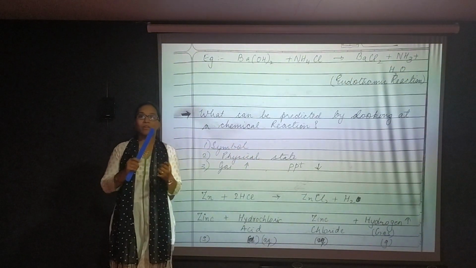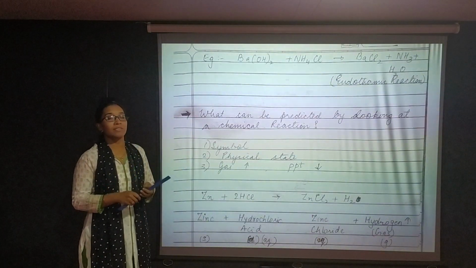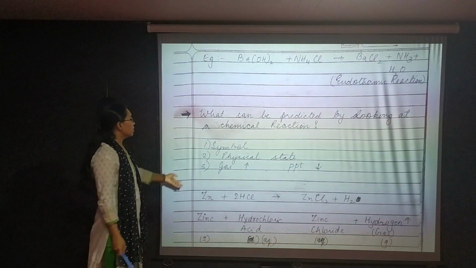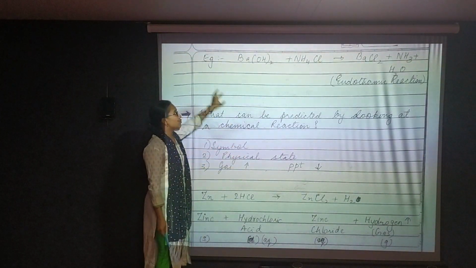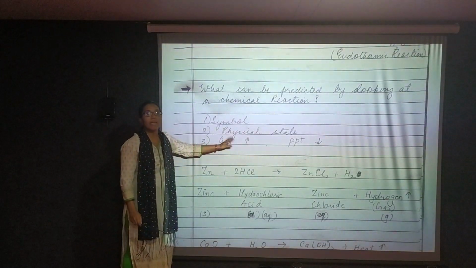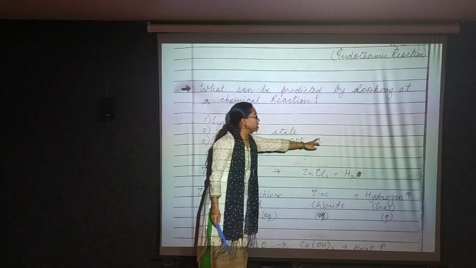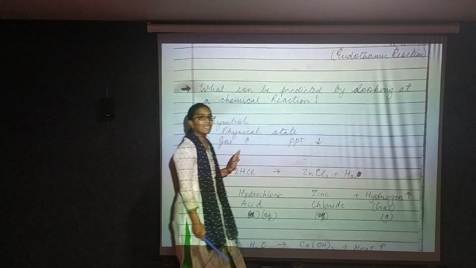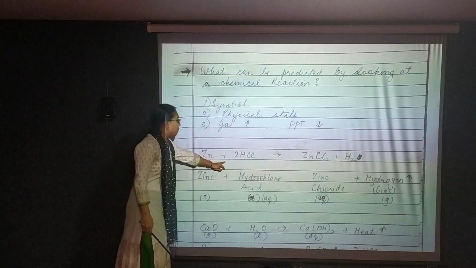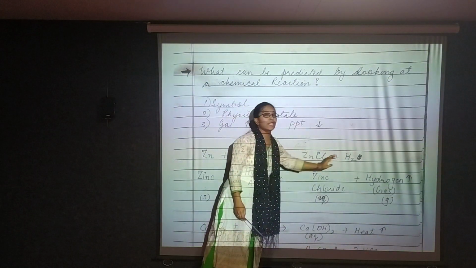Physical state means whether it is solid, liquid, gaseous, or in aqueous form. Aqueous is a new word to you. I will explain it further. Now, from all the characteristics we have seen, when a gas is involved, it is shown with an upward arrow, and when it is shown with a downward arrow, it is the precipitate. Next, Zn, that is zinc, plus HCl gives ZnCl2 plus H2.